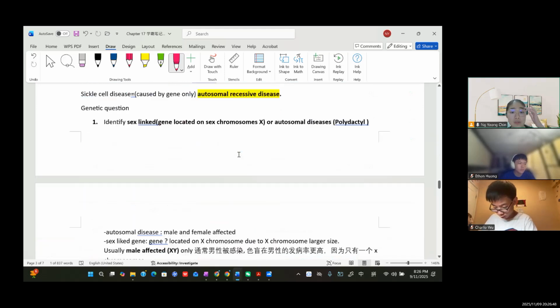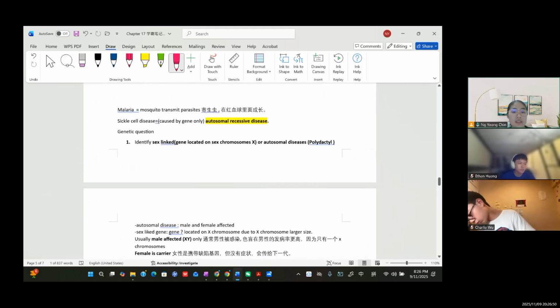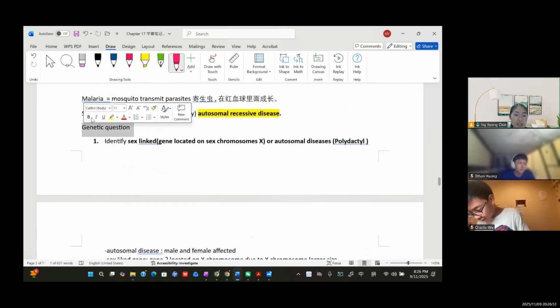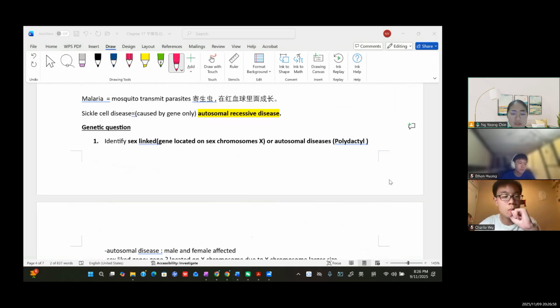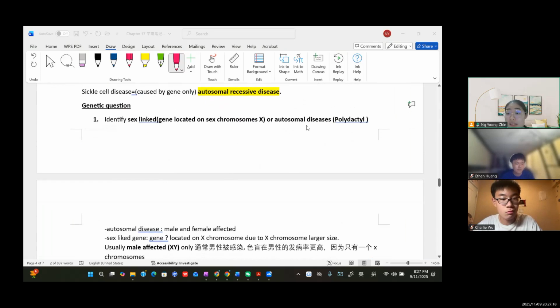And then I want to show you this one, the genetic questions. So students, how can you answer a genetic question? Whenever you answer this question, first you need to identify whether it is asking about an autosomal disease or a sex-linked disease. Autosomal disease and sex-linked disease are different. You need to identify this first, because if they are asking about autosomal disease but you write it as sex-linked, the answer will be totally wrong. You will not get any marks.